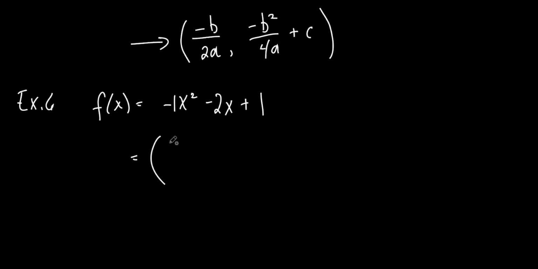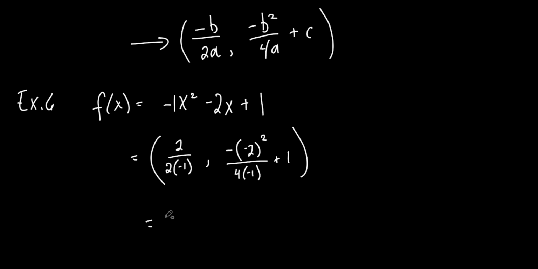Negative b. So what's my negative b? It's negative 2, which is 2, right? Over 2 times a, or 2 times negative 1. All right? So whatever number that comes out to, that's my h. Comma. This is my k. Let's do that. So it's negative, what? b squared. So the negative 2 in parentheses squared over 4 times a, what? Plus c. What's my c? It's just a 1. Now, if I just simplify that, that tells me my h and k.